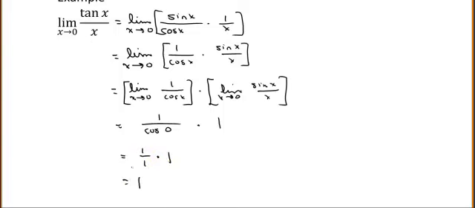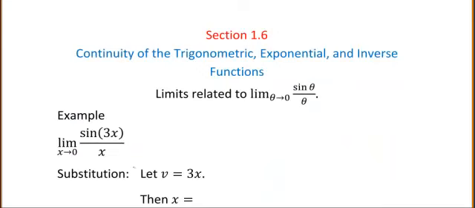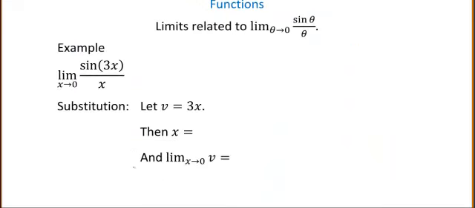This limit of tangent of x over x as x approaches 0 is 1, again, provided we're working in radians. All right, here's another example that I'd like to show you. A friend of mine showed me something, and they asked if you should be given credit for this.